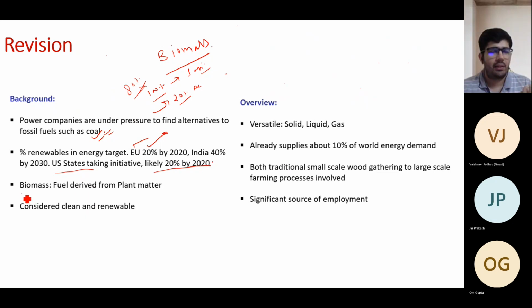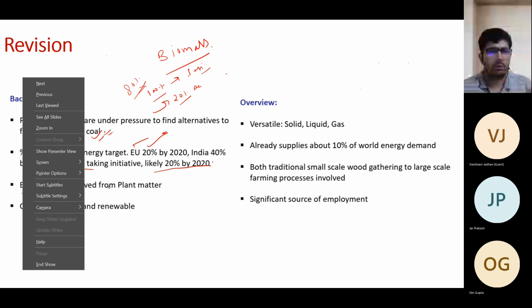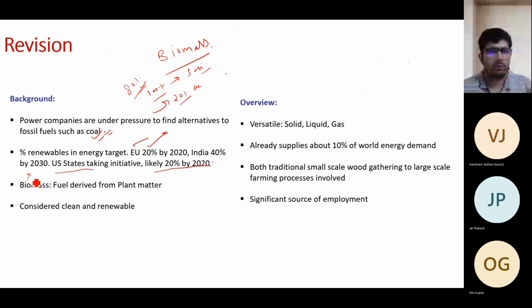So what is biomass? Bio means from nature. Fuel derived from plant matter comes under biomass. It is considered clean and renewable, though that is an issue of debate. Clean, maybe we will see in the slide how it can be clean. Renewable means it can easily replenish, because trees are growing, and crops are growing again and again. In that way biomass is renewable.